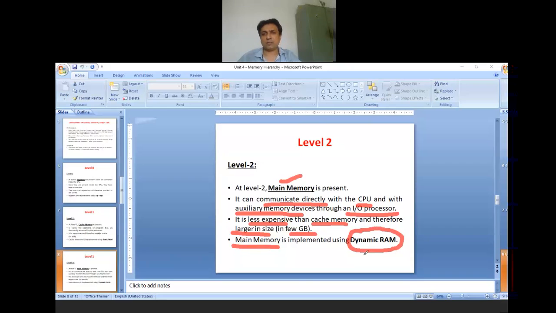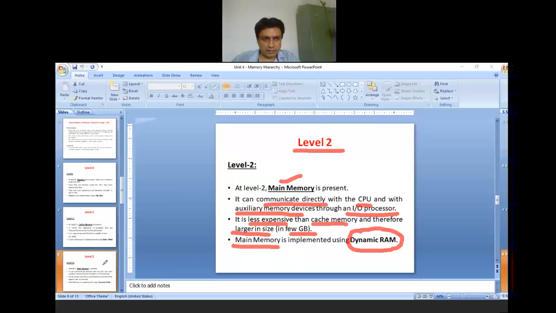Main memory is implemented using dynamic RAM, as the cache memories are implemented using static RAM, but the main memory is implemented using the dynamic RAM. So main memory is present at level 2. You need to remember it thoroughly that at level 0, CPU registers are there. At level 1, cache memory is there. At level 2, main memory is there.